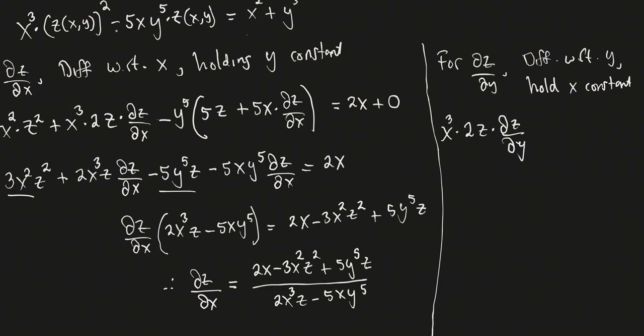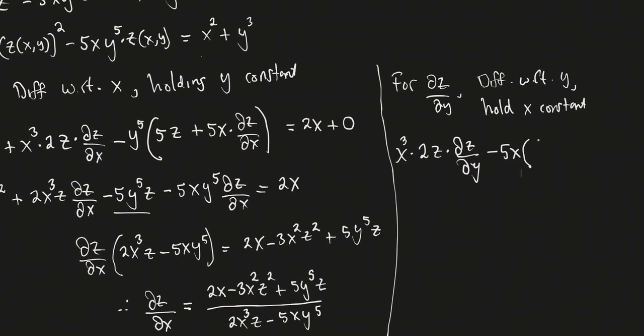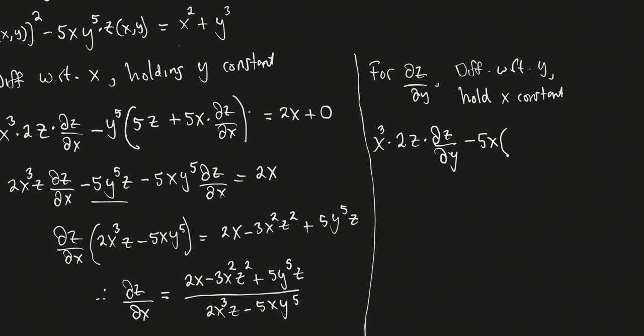For the next term, we'll still do that thing where we factor out the negative, but now since I'm holding x constant, we can actually factor out the 5x as well. So just put that outside, right? And then when we have to differentiate the product y to the fifth times z of x, y, z, again, we'll have to use our product rule.